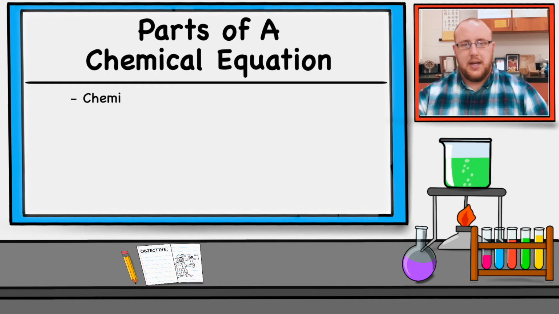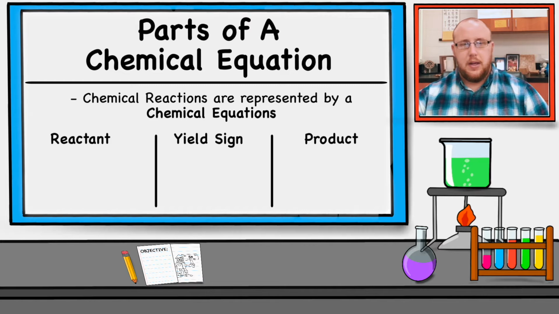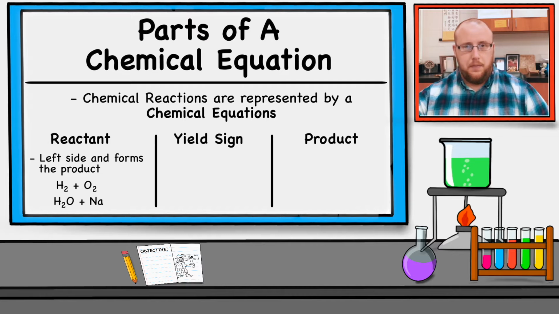So, a chemical reaction is represented by a chemical equation. A chemical equation consists of three parts: the reactant, the yield sign, and the product. The reactant is on the left side of the equation, and those are what come together to form our product. This can be anything from single elements like H2 plus O2, or compounds, so H2O plus Na, sodium. It does not matter, but whatever is on the reactant side, whether it's two, sometimes three or more, is reacting together to form our overall product.